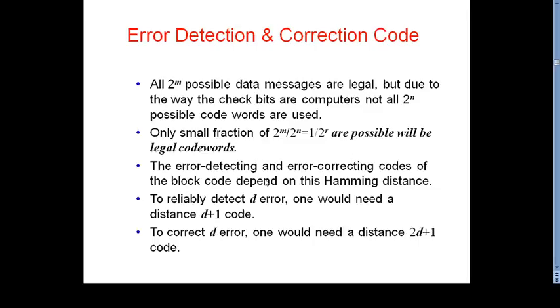The error detecting and error correcting codes are block codes, and they depend on the Hamming distance. We have already seen that the Hamming distance plays an important role in error correction and error detection. To reliably detect d errors, one needs a code of distance d plus 1. To correct d errors, one needs distance 2d plus 1. So this is important from the exam point of view. This slide is very important and should be remembered.